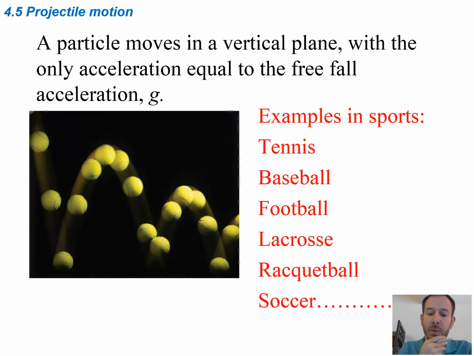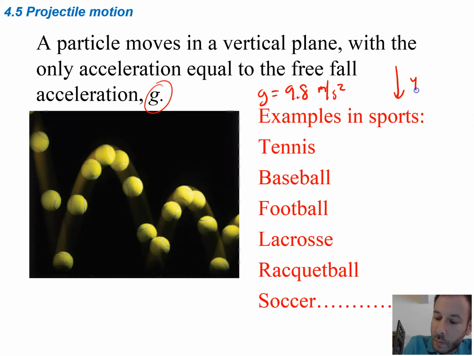It's going to be a particle that moves in a vertical plane with only acceleration equal to the free fall acceleration g. So basically what that's saying is it's an object that's going to be falling or flying through the air, and the only force acting on it is going to be gravity, which is going to be pulling it down. g is going to be equal to 9.8 meters per second squared, as we've seen before. And it's always going to be facing in the downward y direction, or in the negative y direction.